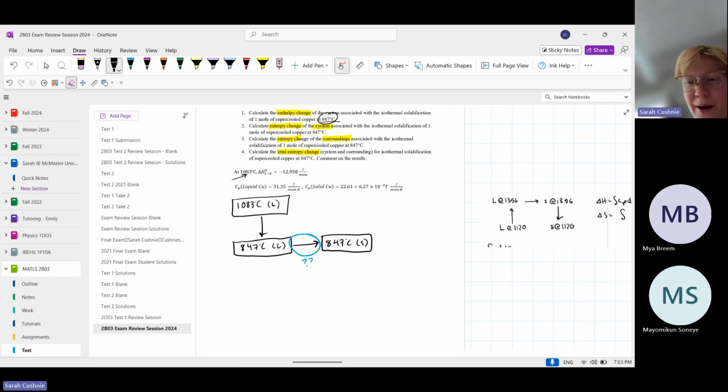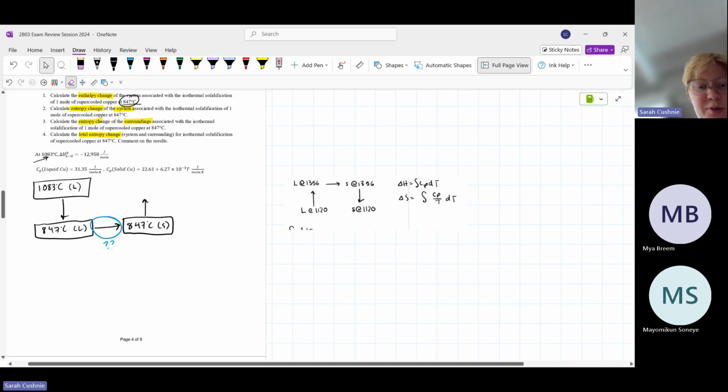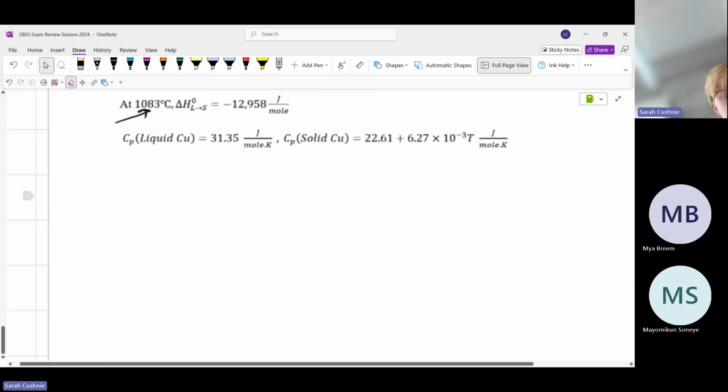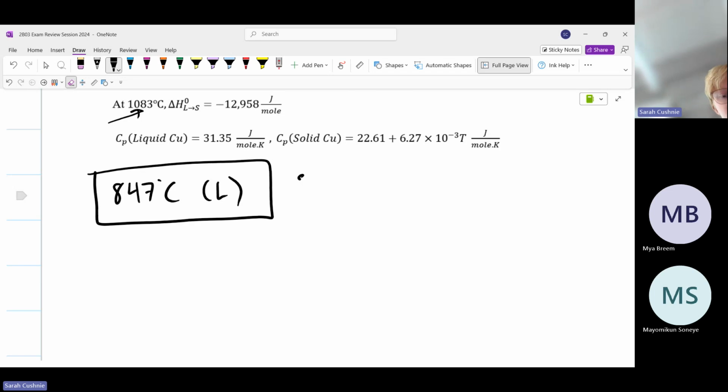Yeah, and then we can go back up to, okay, yeah, so I did this a bit reverse. So this is the process that we know, but let's reverse it a little bit. So let's say we know that this is our starting material: we have 847 degrees C, and we're at a liquid. This is where we start.